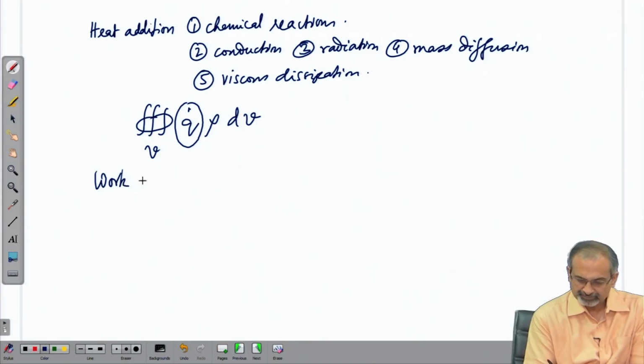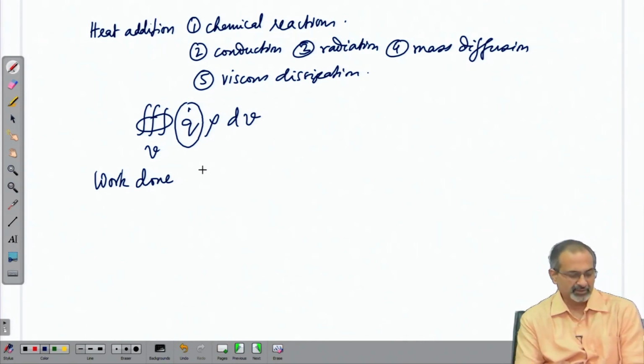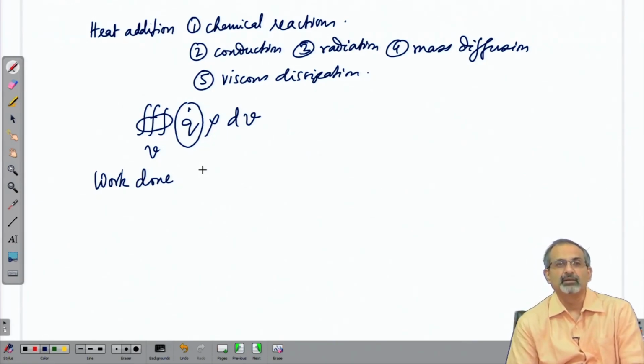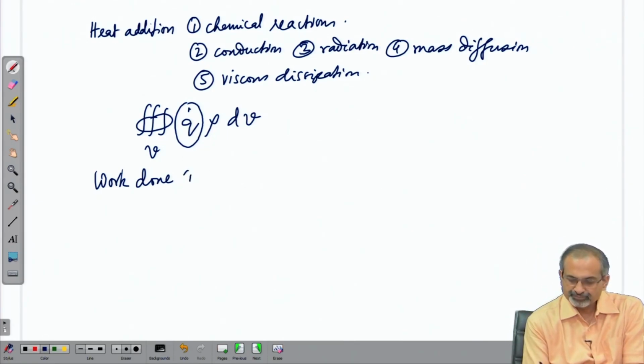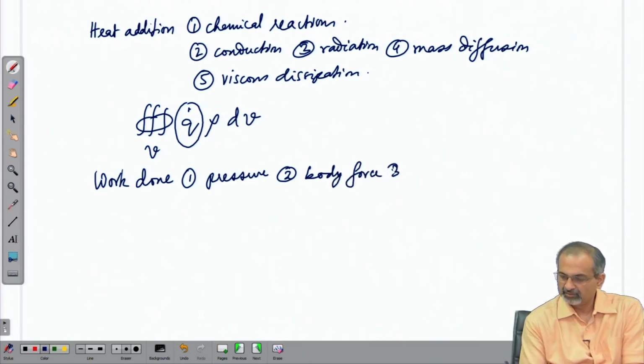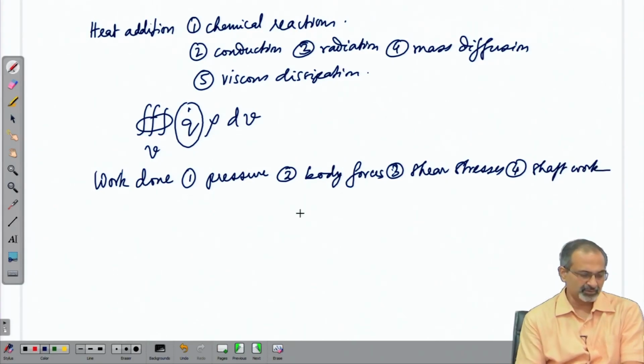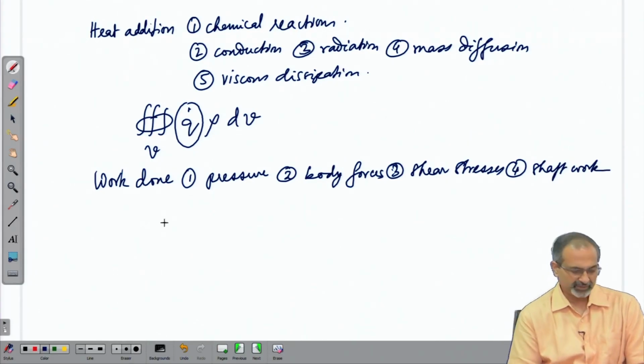Similarly, the work done again can be due to different means. It could be the pressure acting on the control surface, the body forces, or the shear stresses that we discussed about. So, pressure, body force, shear stresses, or other interactions like shaft work etc. are also possible. We are just going to talk about the effect of pressure.